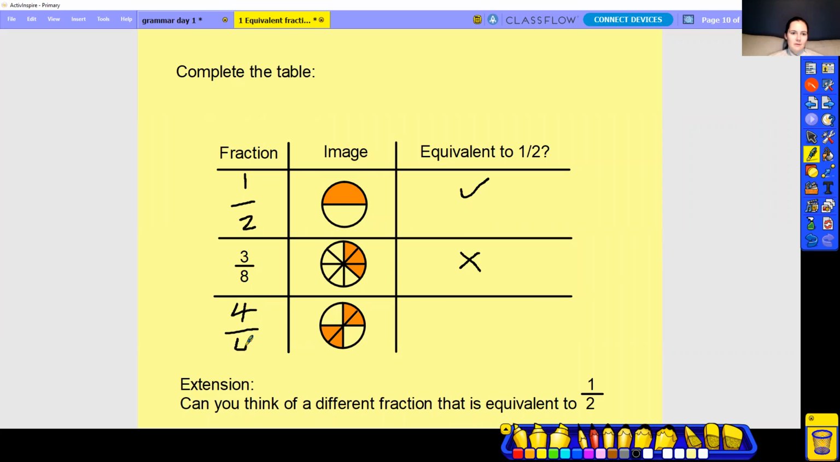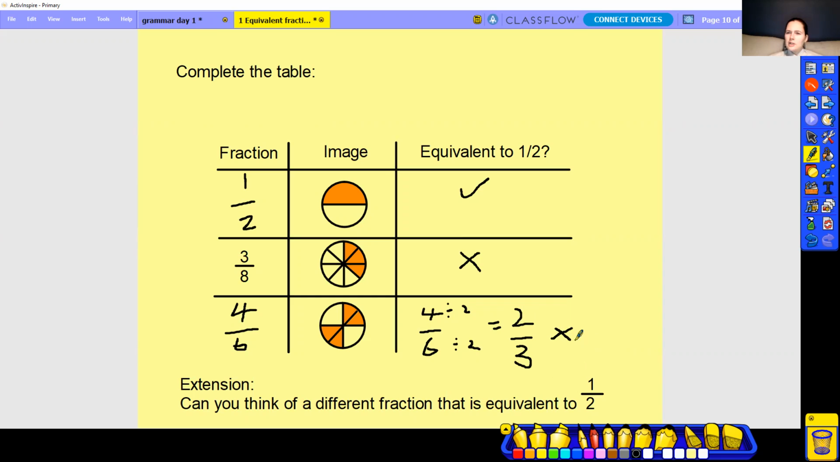But you're all thinking, Miss Farrell, what are you doing? So is it equivalent to a half? Well, let's have a look. We've got 4 over 6, and let's find an equivalent fraction. If you divide both by 2, you of course get 2 thirds, which is not equivalent, so that is not the same.